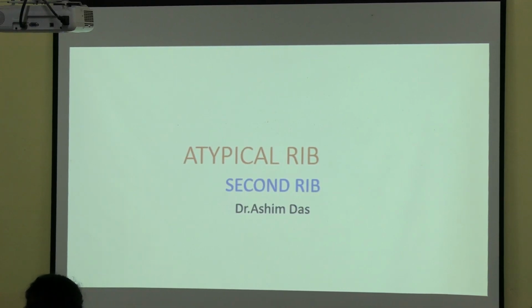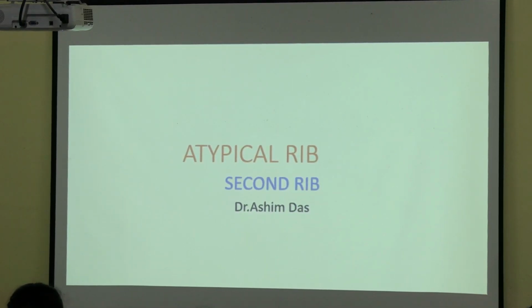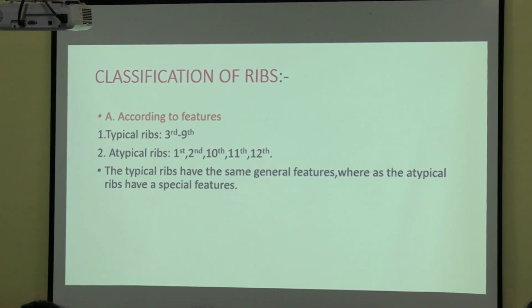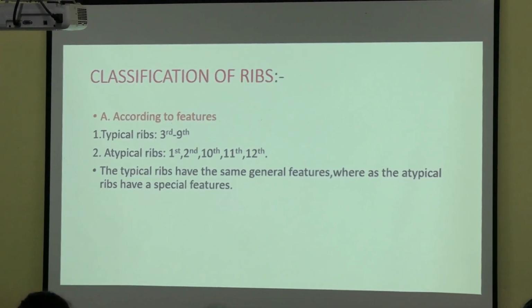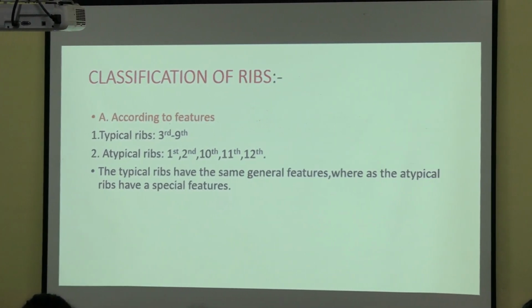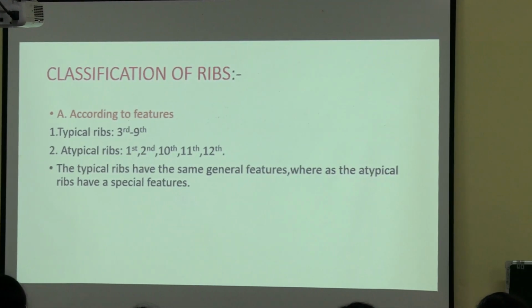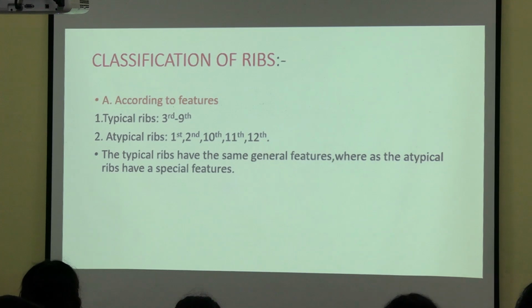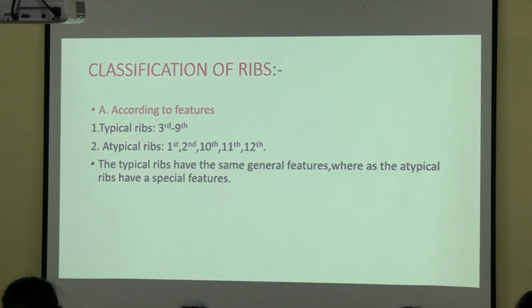We have to discuss some basic things regarding your ribs. If you fail to answer these in the exam, the examiner will ask the classification of the ribs. So basically, how many ribs are there in our body? 12 pairs.